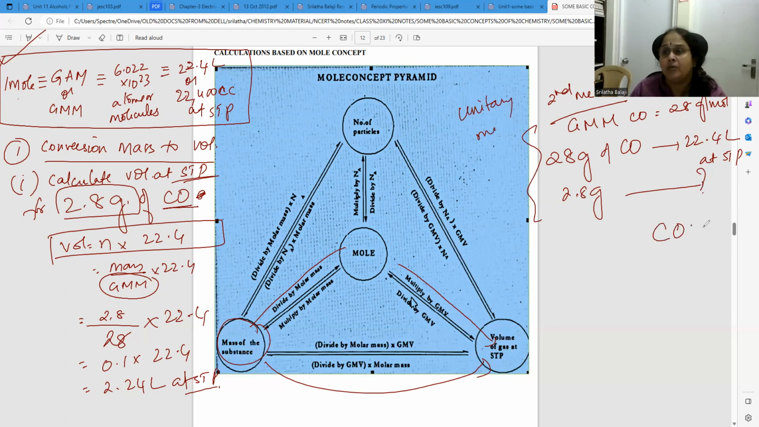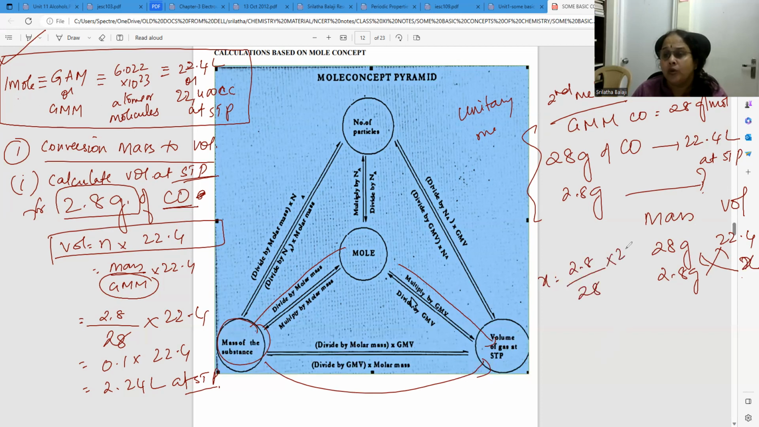See, it's like this. Carbon monoxide, you take the volume to mass ratio. Mass and volume. So 28 grams will make 22.4. So 2.8 grams, how much? Cross multiply. Suppose this is X. What is X? X is 2.8 divided by 28 into 22.4.